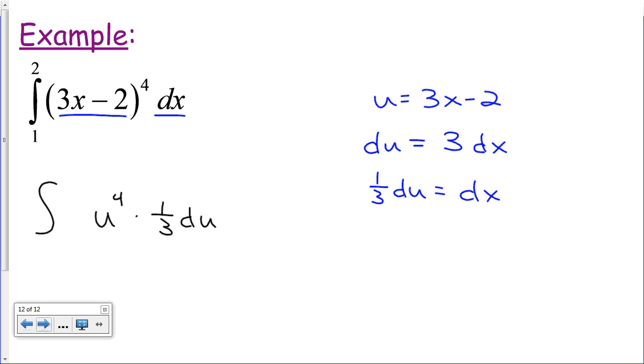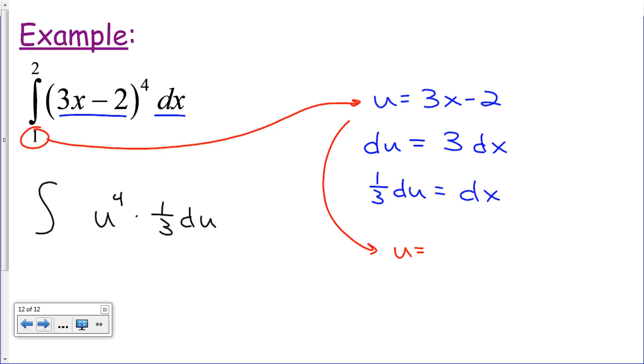And your upper and lower bounds: if I take this value of 1 here, and I plug it into my formula over here with x equal to 1, I'll end up with 3 times 1 minus 2. In fact, I'll go ahead and write that down below here. I end up with u equals 3 times 1 minus 2 when I plug in the lower bound. And so that ends up giving me 3 minus 2 is 1. So my new lower bound is 1 in terms of this new function u.